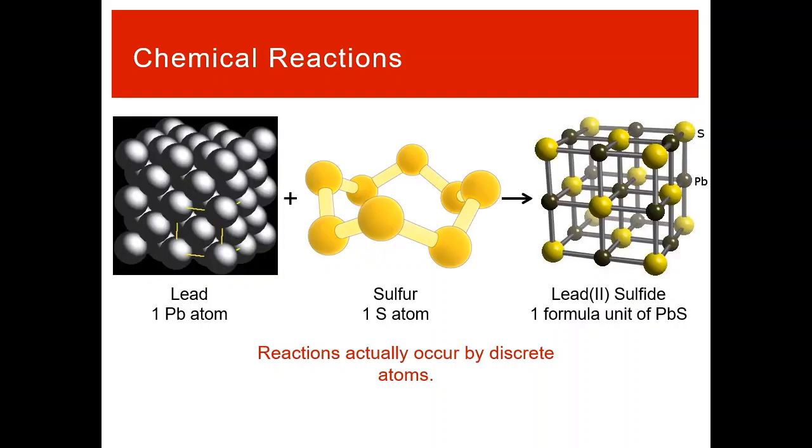The thing is, reactions actually happen by atoms. So you may put some lead and some sulfur together and make some lead 2 sulfide, but what's really going to happen is that one of these lead atoms is going to react with one of these sulfur atoms, and you're going to make one formula unit of the lead 2 sulfide, right? The reaction happens via a ratio based on a number of atoms, not on just some sort of amounts of mass.